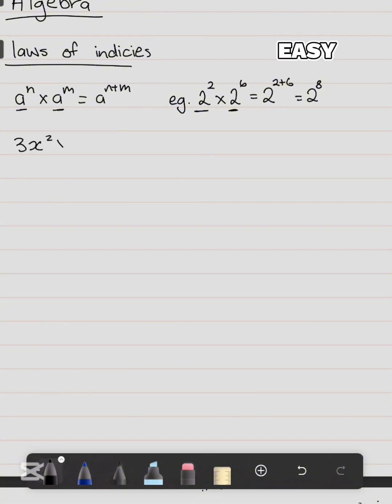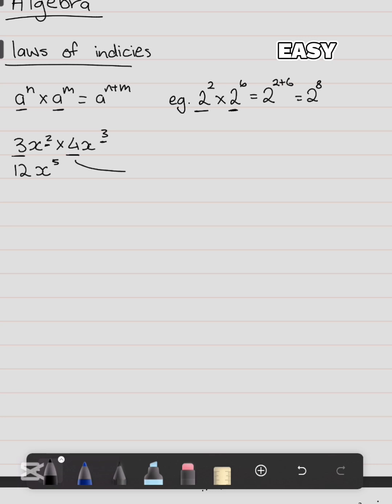Let's try another example. 3x squared times 4x to the power of 3. First things first, we multiply the coefficients together, which is 12. And then we use our indice rule and just add the 2 and the 3, which is x to the power of 5. But let's break it down a bit more.